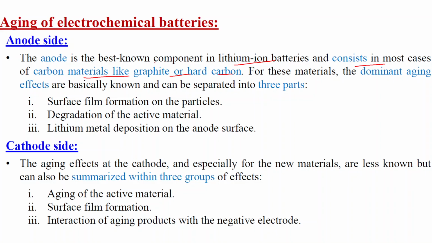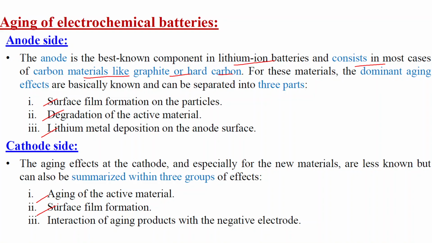These carbon based materials have some aging effects: surface film formation on the particle takes place, degradation of the active material can take place, and lithium metal deposition on the anode surface can take place. Okay, now the cathode side. The aging effects of the cathode, especially for the new materials, are less known but can be summarized. Aging of the active material or surface film formation, meaning what things can take place that lead to the aging of electrochemical batteries.